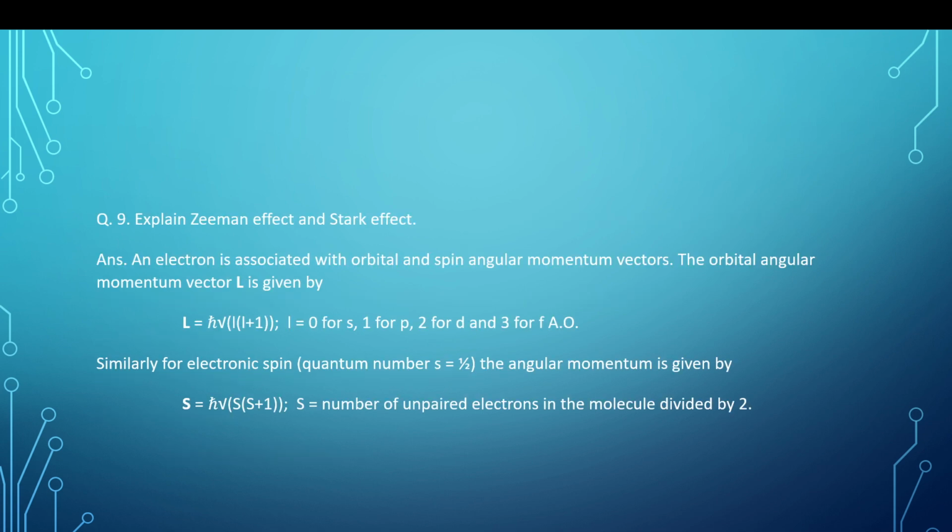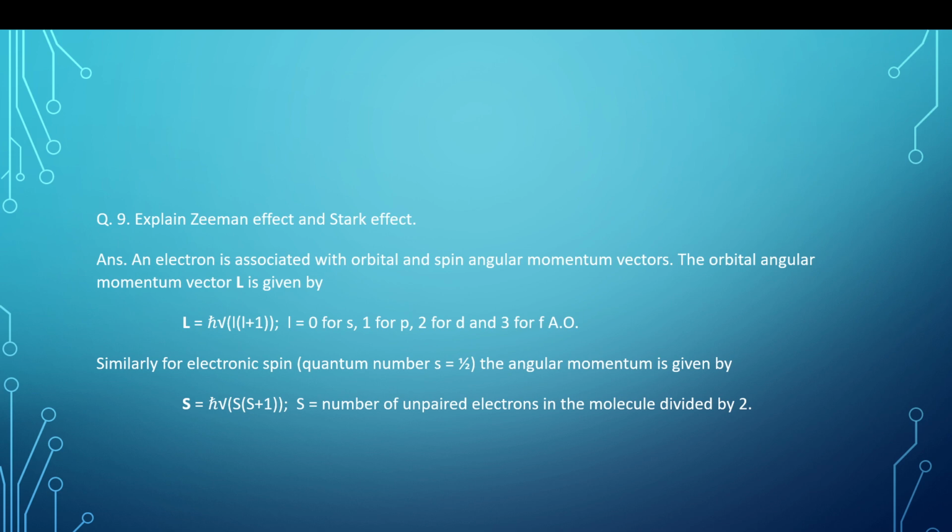Question 9. Explain Zeeman effect and Stark effect. An electron is associated with orbital and spin angular momentum vectors. The orbital angular momentum vector L is given by ħ√(l(l+1)). l is 0 for s orbital, 1 for p orbital, 2 for d orbital, and 3 for f orbital.